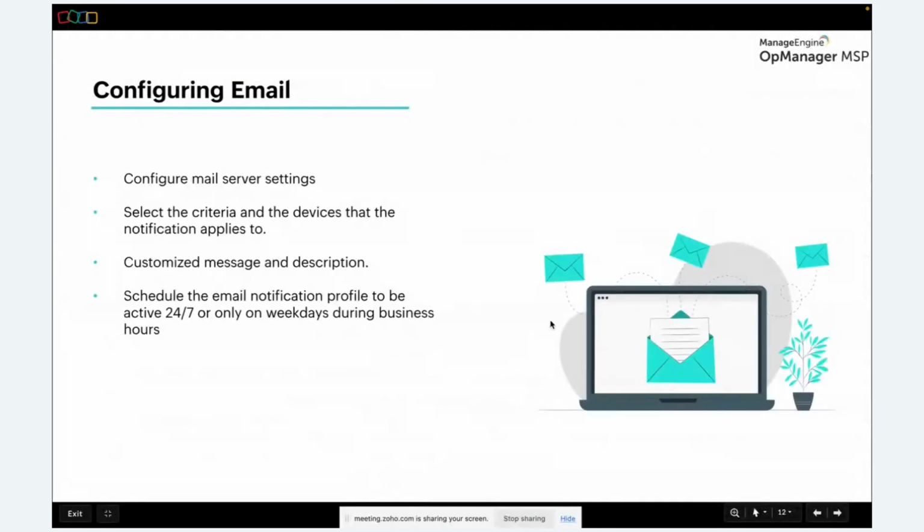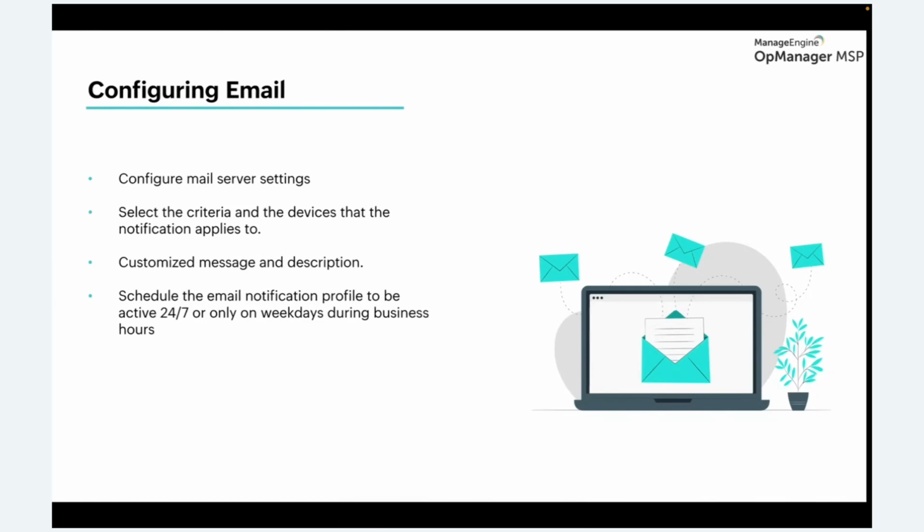The most preferred and the most common mode of notification is email. This process starts with setting up a mail server. This will allow you to trigger notifications for any alarms generated in OpManager MSP. If you will be away from your computer more often and are not on any mobile applications, you can choose to be notified via email. Let's see how to configure email notification profile.